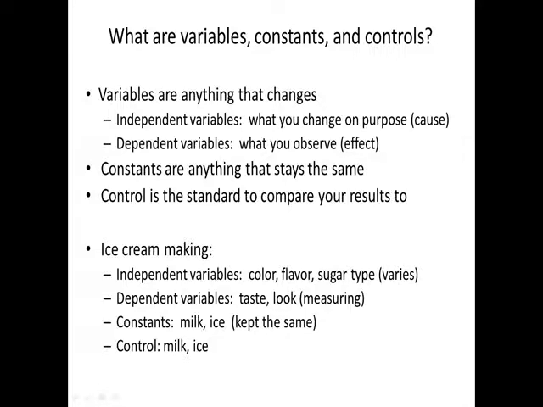To ensure consistency, you will make sure that all your batches of ice cream use the same amount of milk and ice. Those are your constants, and they help ensure that all the changes in your ice cream are just based on the things that you want to change, like the color, flavor, and sugar. Your control in this case, which is a standard that you want to compare your results to, will just consist of milk and ice. You'll compare all the batches of ice cream that you make to this standard to see how much better they are, how much worse they are.